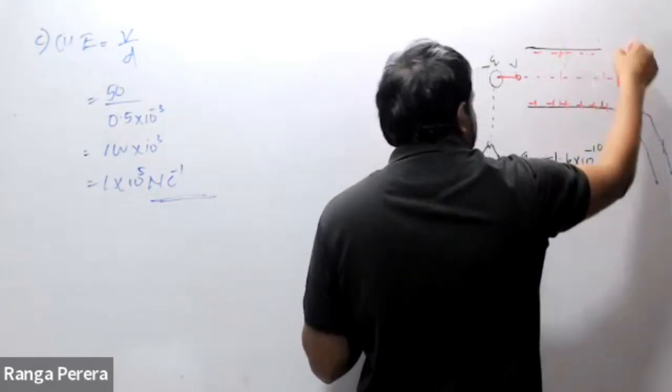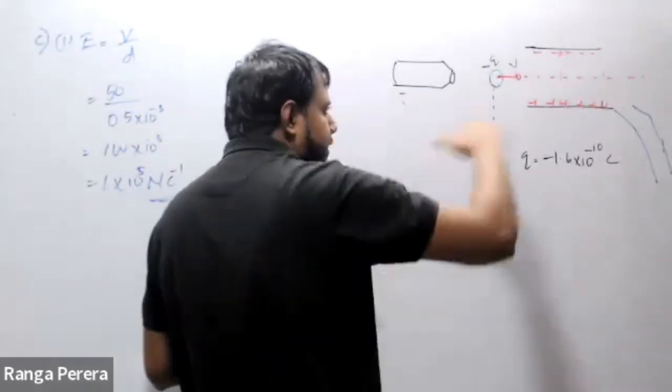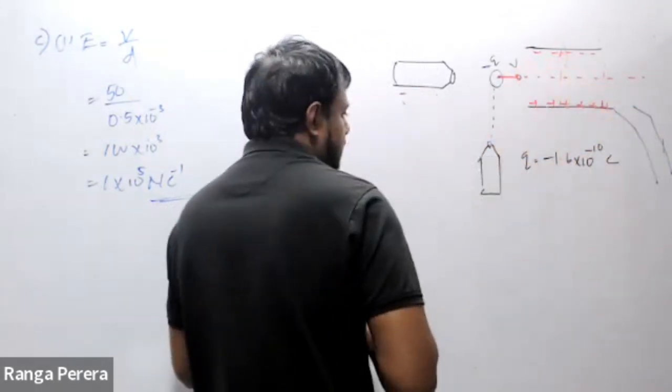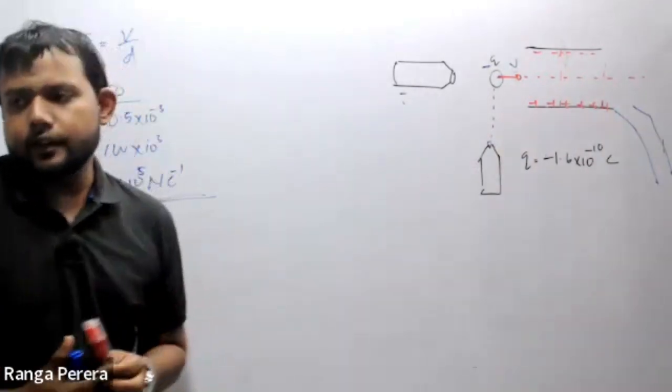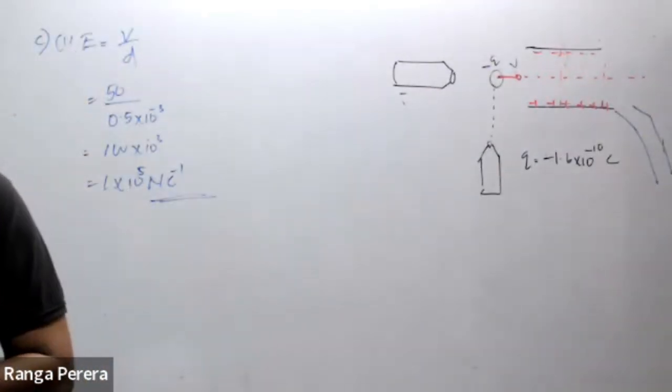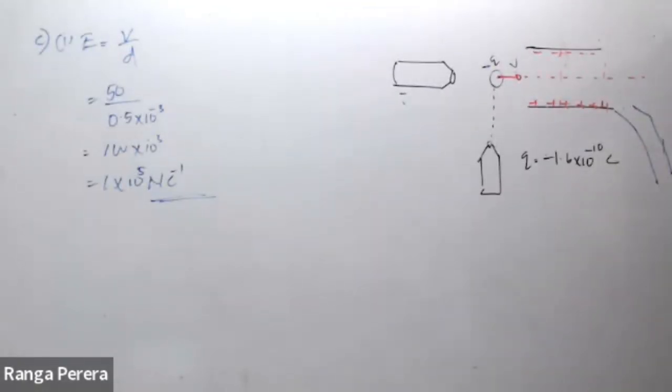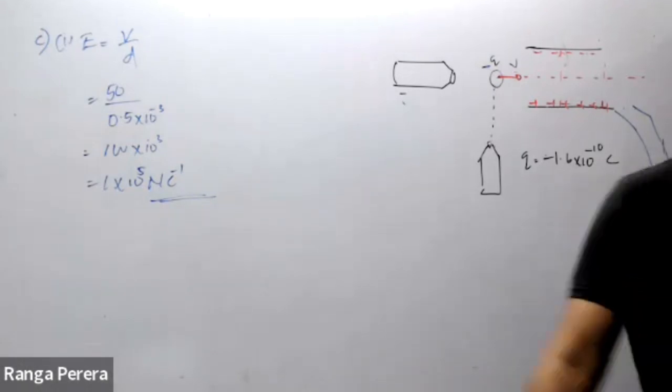You should know that it is positively charged plate downward. Then only you can attract to the gutter. So you can write there, direction of the electric field is vertically upward.